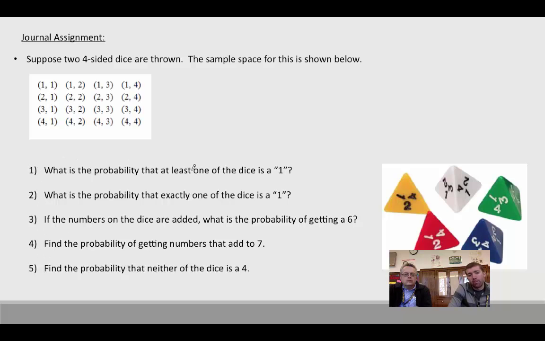What's the probability that at least one of the dice is a 1? What's the probability that exactly one of the dice is a 1? If the numbers on the dice are added, what's the probability of getting a 6? Find the probability of getting numbers that add to 7. And then finally, find the probability that neither of the dice is a 4. All can be done with that diagram. Good luck.